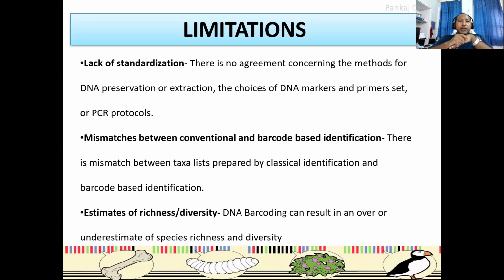Another limitation is that sometimes you may find mismatches between the conventional identification and the barcode based identification. It may happen. That is why only barcode will not serve the purpose for species identification. So both DNA barcoding and morphological taxonomy must complement each other.